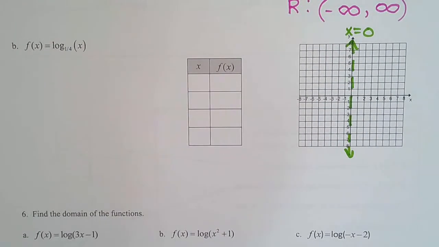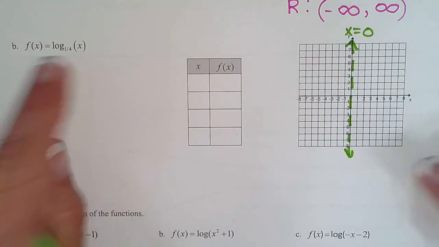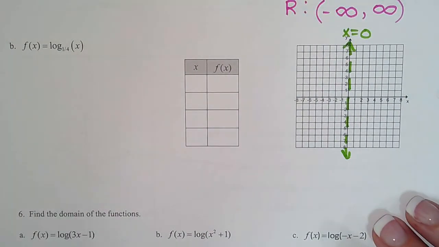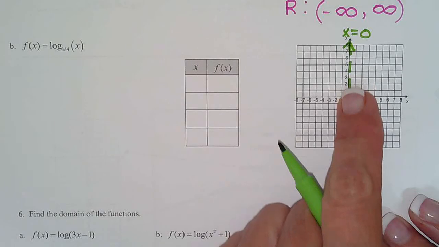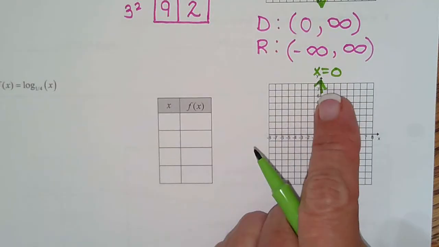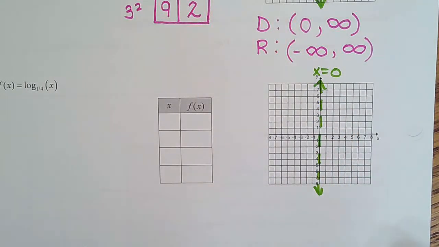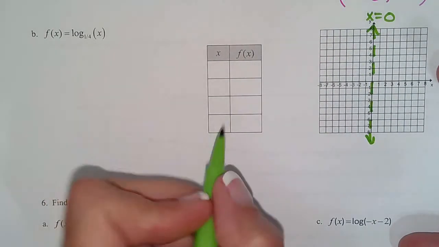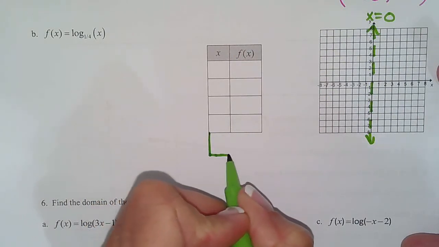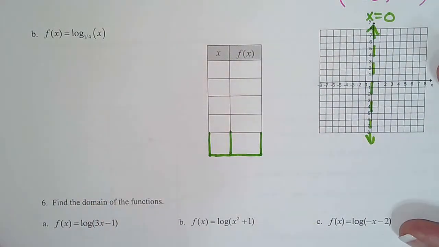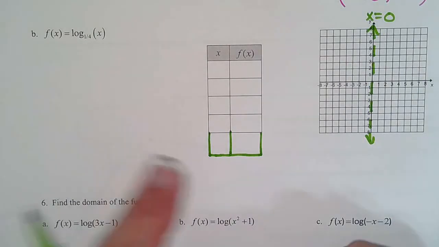This one has a base of 1/4. So we learned on the last page a base of 1/4 means it's going to be a decreasing function. So it's going to look like this, where this one was increasing, going up from left to right. This one's going to be decreasing, going down from left to right. So we already have an idea of what it's going to look like. We want 5 points, so add a fifth in there.